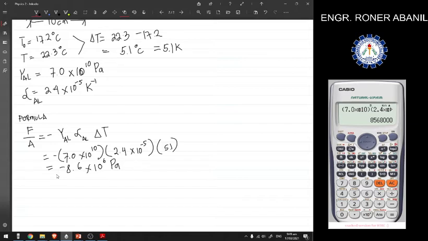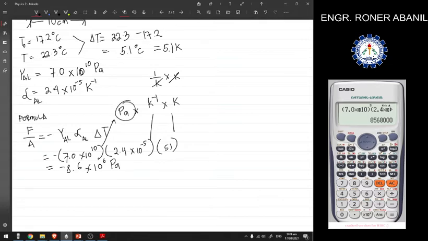So, Pascal. So, paano naging Pascal yan? Kasi ang unit nito, multiply yan, no? Ang unit nito is K negative 1. Ito kasing K negative 1, pwede nating sabihin na 1 over K. Multiply ng K, makaka-cancel out. So, matitira, Pascal. Kaya Pascal 'to.